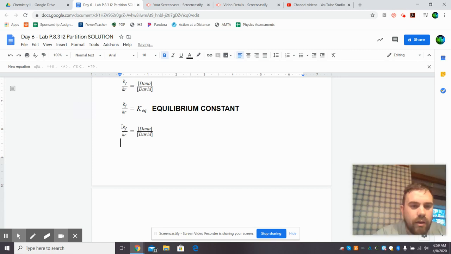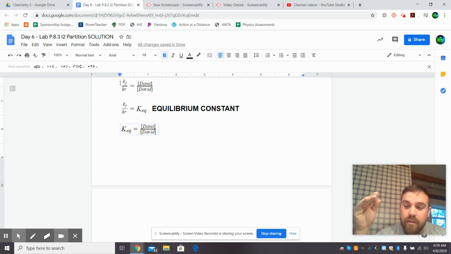So we can say, okay, not Kf over Kr, but instead we can say that the equilibrium constant is equal to the concentration of Dana particles over the concentration of David particles. So here's the big question now that we've written this equilibrium constant. What do you think the equilibrium constant would be for this reaction?